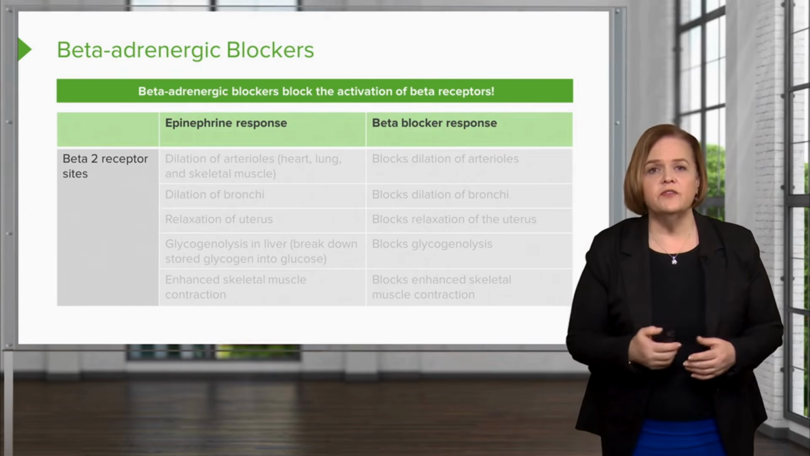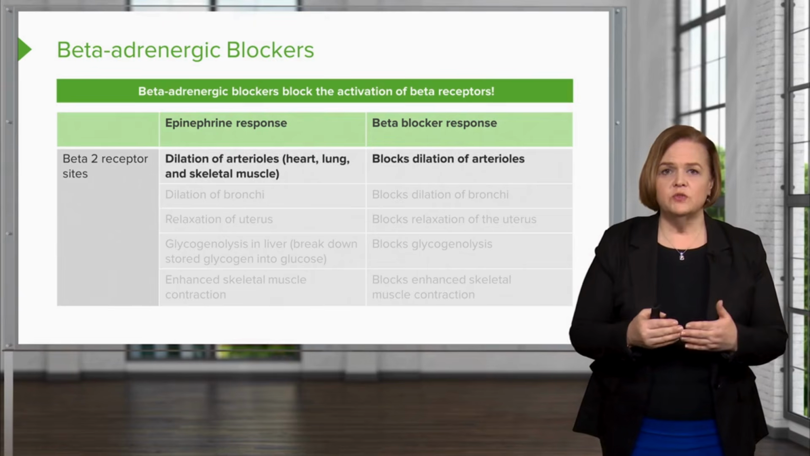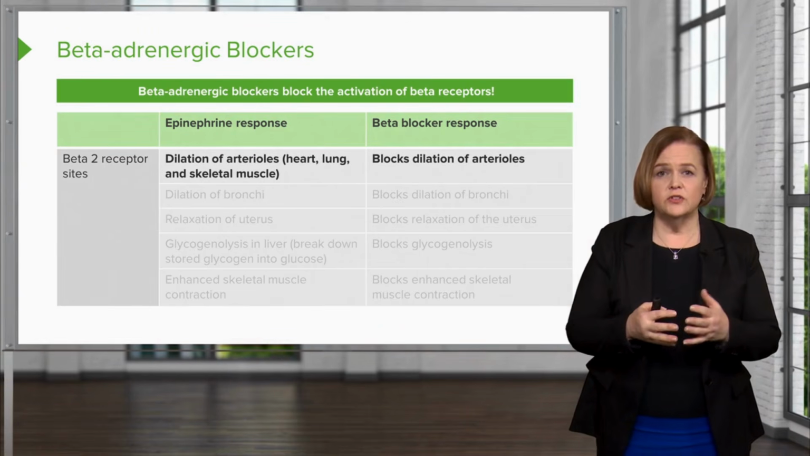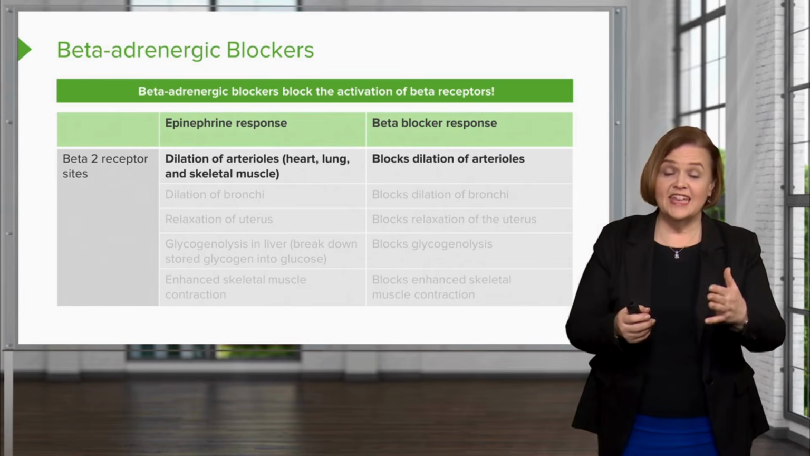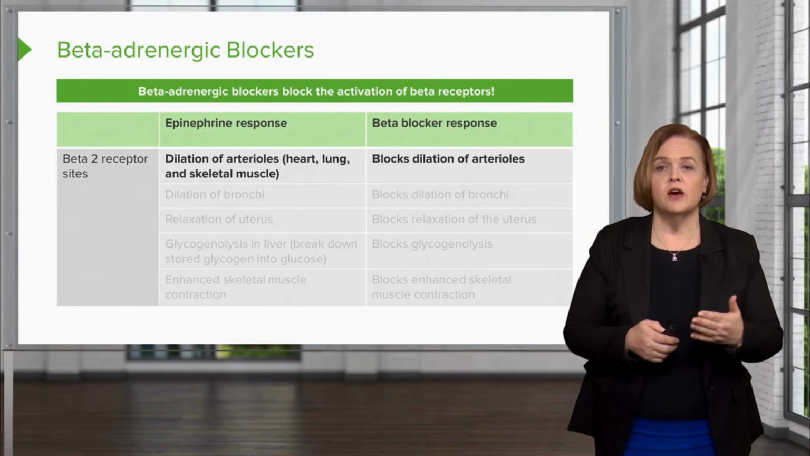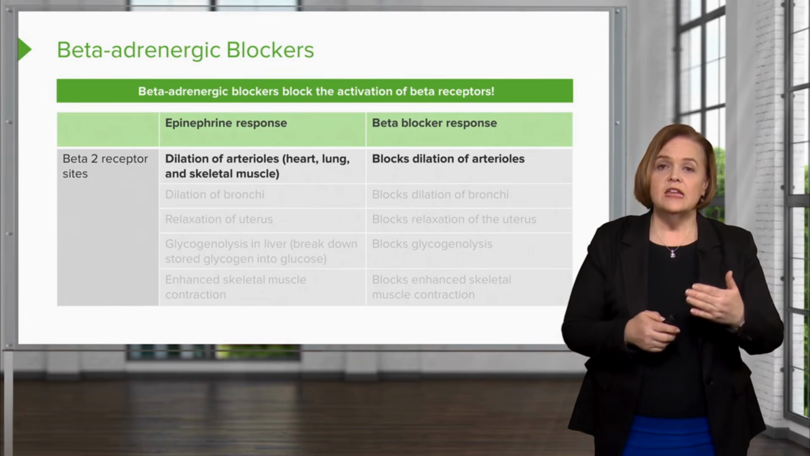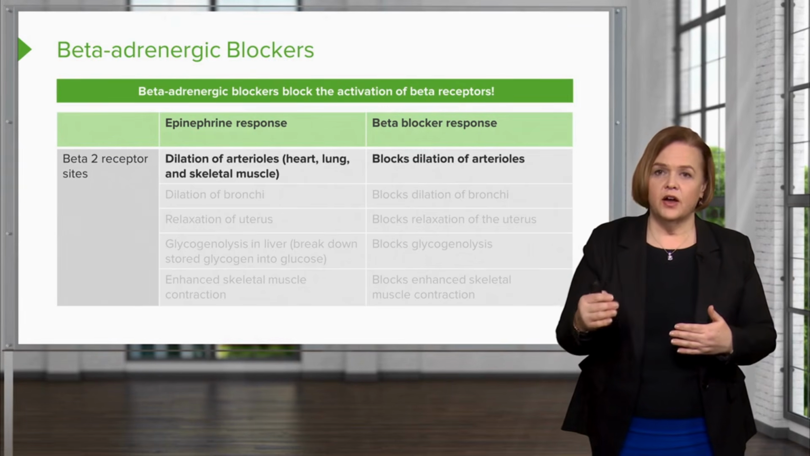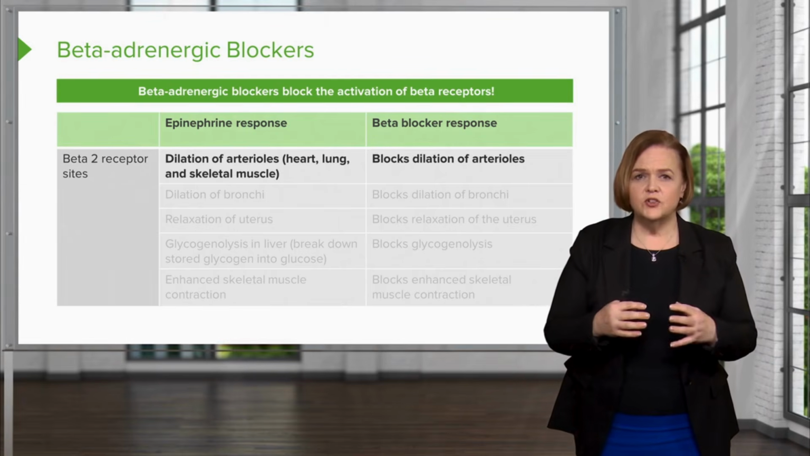So let's look at what epinephrine does. When it hits the beta 2 receptors, remember it dilates those arterioles of the heart, lung, and skeletal muscle. It's in this diagram too because we're talking about the lung. Now, if you've given the patient a beta blocker, it's going to block that dilation.